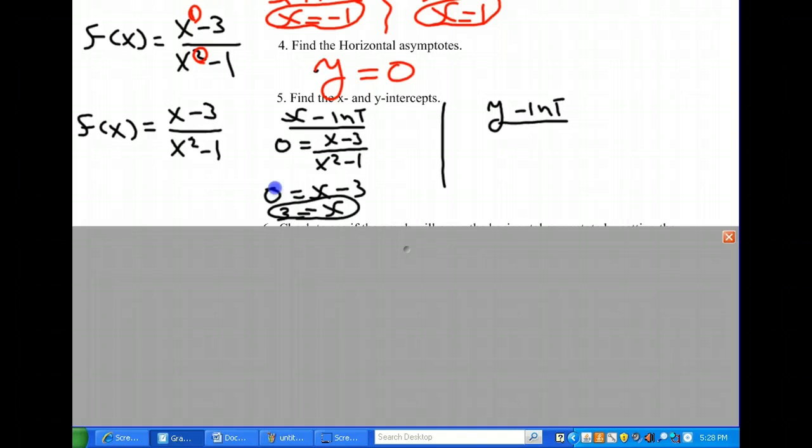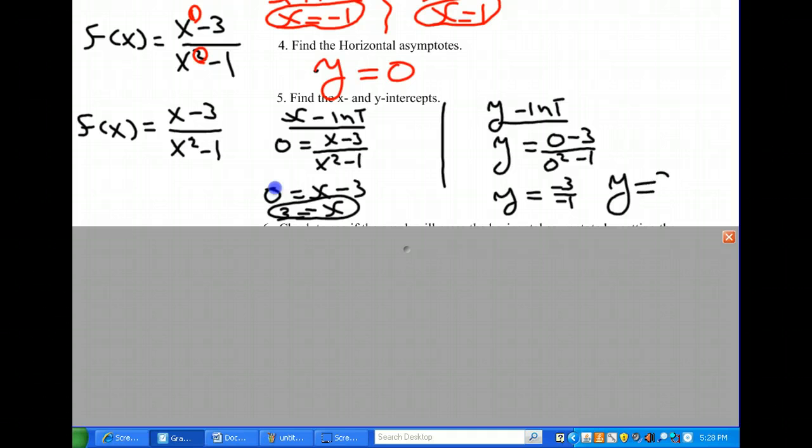For the y-intercept, if you remember, that's when x is equal to 0. So if we substitute 0 for x, we get 0 minus 3 over 0 squared minus 1, and that gives us y equals negative 3 over negative 1. So we find that y is equal to 3, and that is our y-intercept.